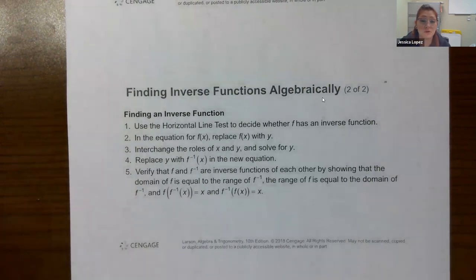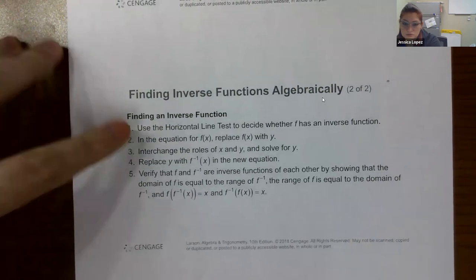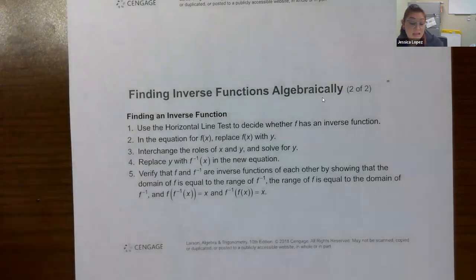Then as long as both of them are functions, then I'm good. I don't always draw everything and do the horizontal line test, and I don't expect you to. And you don't have a graphing calculator either, because you're not allowed to use one. So you can't just go plug it in the calculator and see what it looks like, okay?